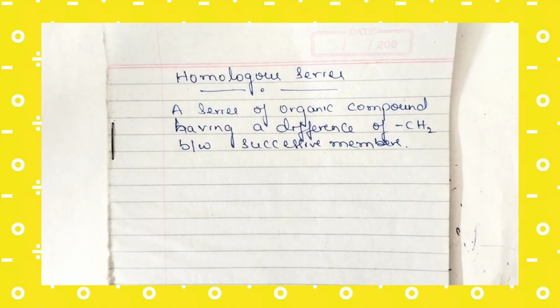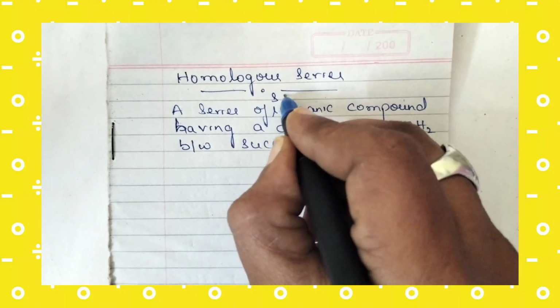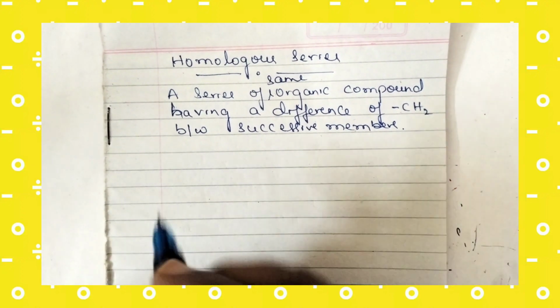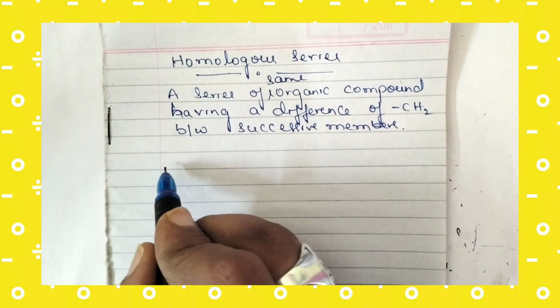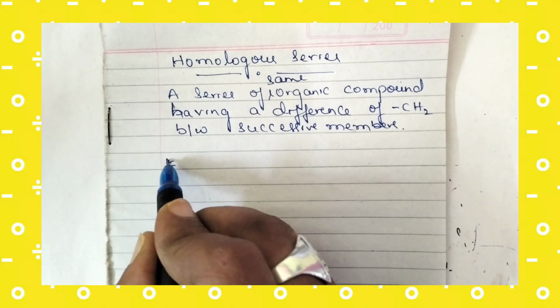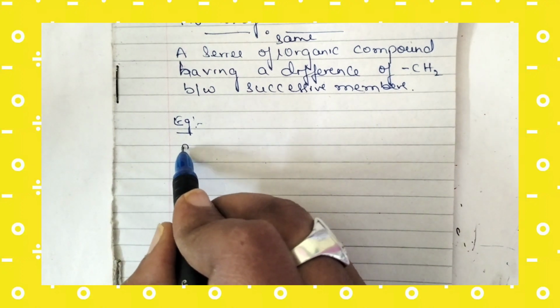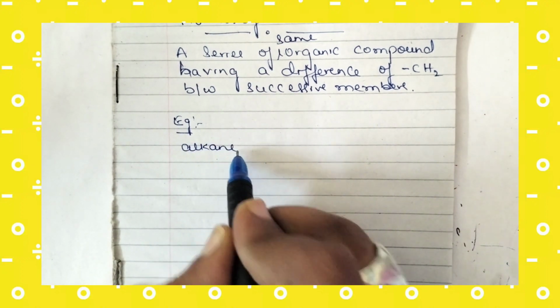So what is meant by homologous series? A series of the same organic compound having a difference of CH2 between successive members is called a homologous series. Let us learn this by taking an example. I will take a series of organic compounds that belongs to alkane.